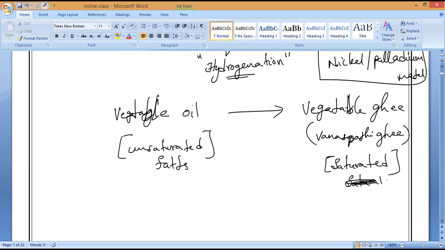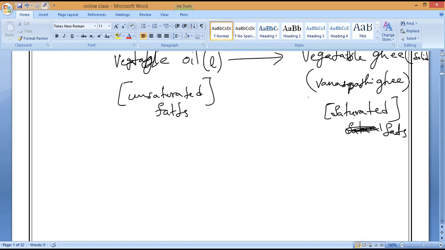Saturated fats. Now remember, this will be in a liquid state and this will be in a solid state, semi-solid we can say. Is it okay, all of you? Now, let us convert this one with the help of hydrogenation. So if you take the vegetable oil, it contains unsaturated fat which is in liquid state.